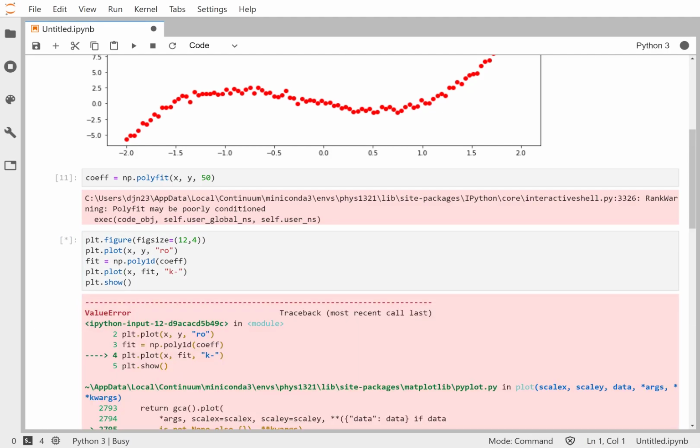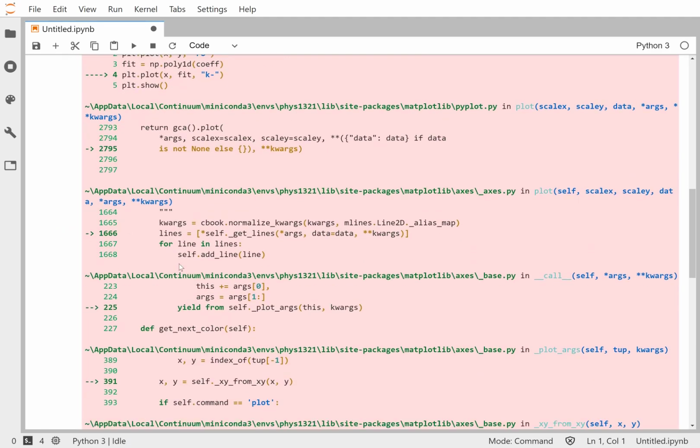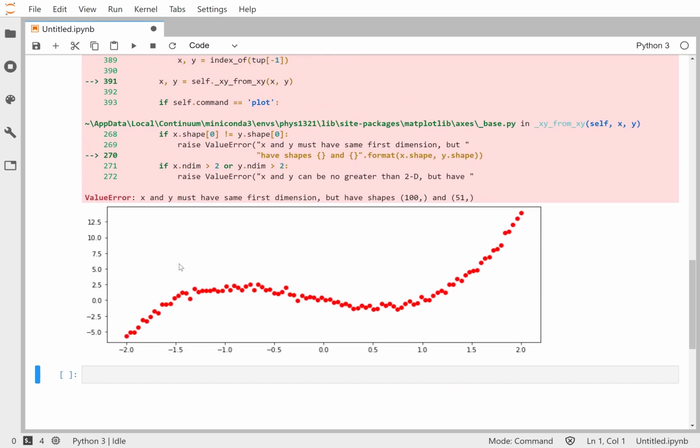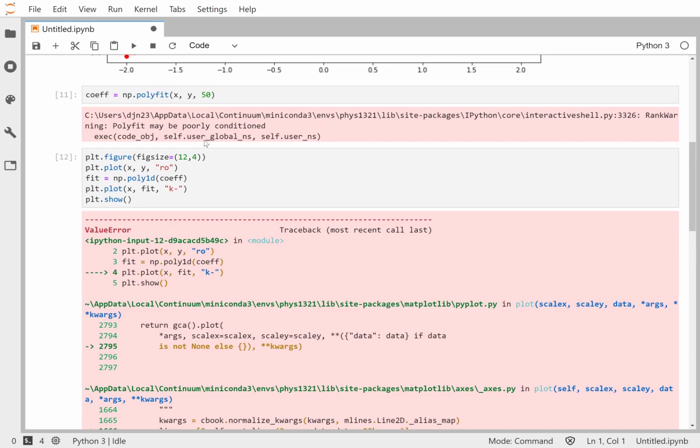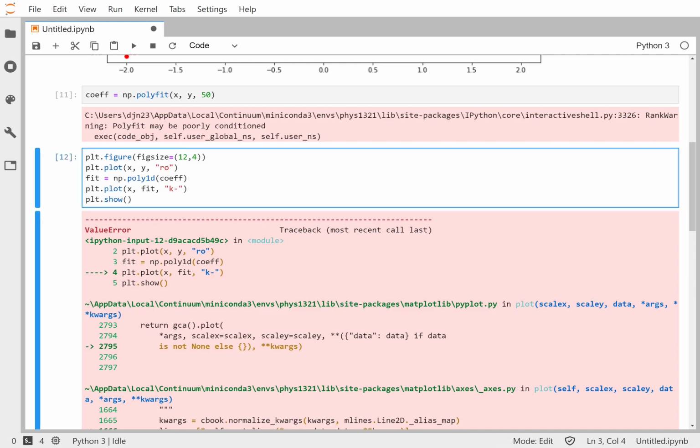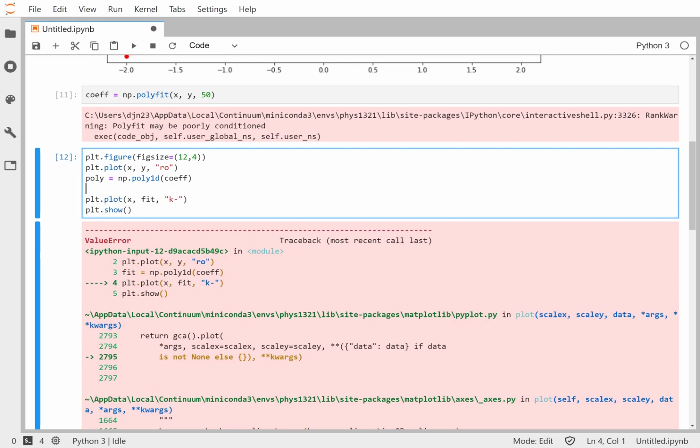Now let's try plotting that. Oh, it got mad at me. Do I have something here the wrong size? 151. What did I just do wrong? Oh, I used this wrong. Sorry, my bad. So fit here is like a function. So let's give this a different name. Let's call this poly, and then fit calls poly.